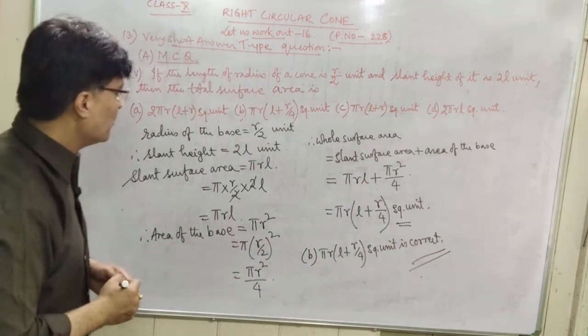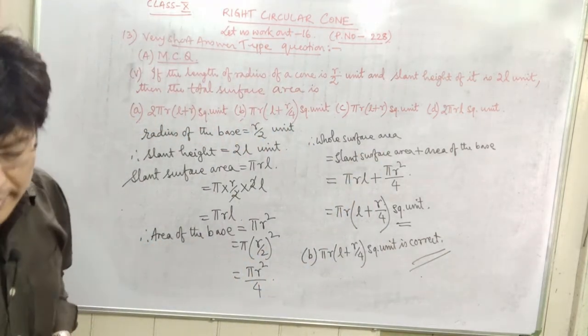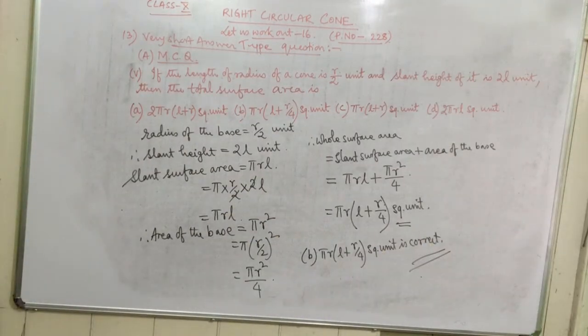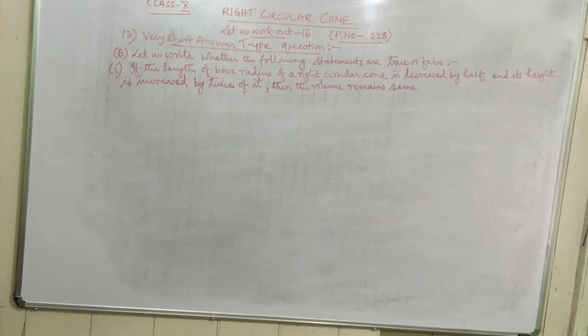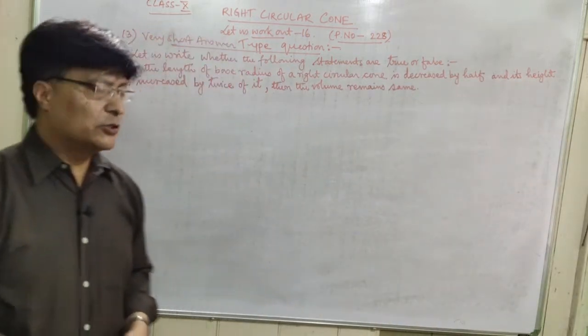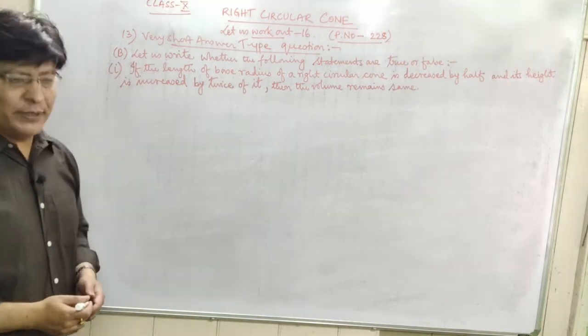So is that clear to all of you? So we can copy it. Now we'll do the next question. Now let's do the next question, that is 13 number B.